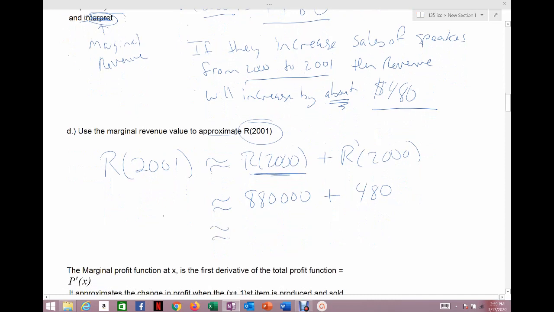Alright, so when they produce 2001, revenue should be about $880,480, which is actually pretty close. If you go and actually plug this in for real, it's off by 2 cents. Alright, it comes out $880,480.02. Alright, so this is a pretty good approximation. That's how much revenue they generate from selling 2001 items, right? Revenues from sales.